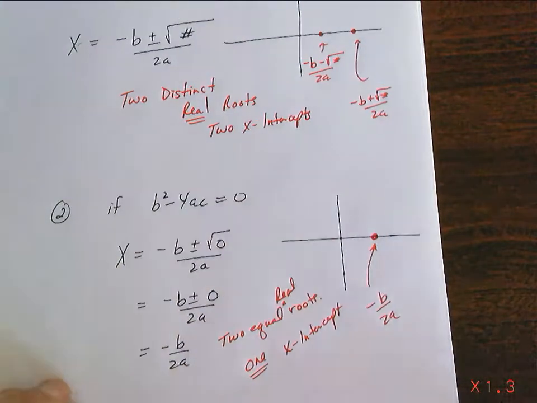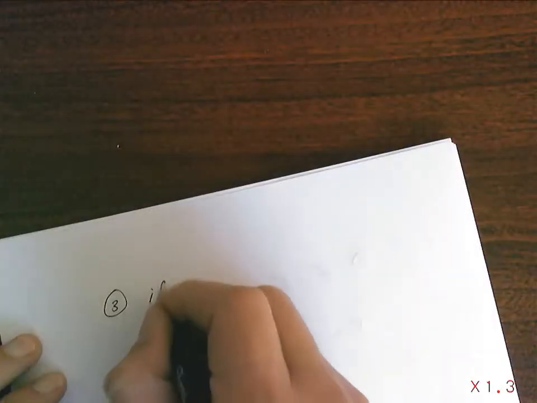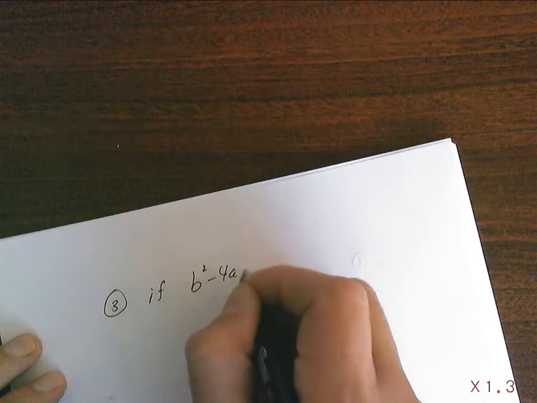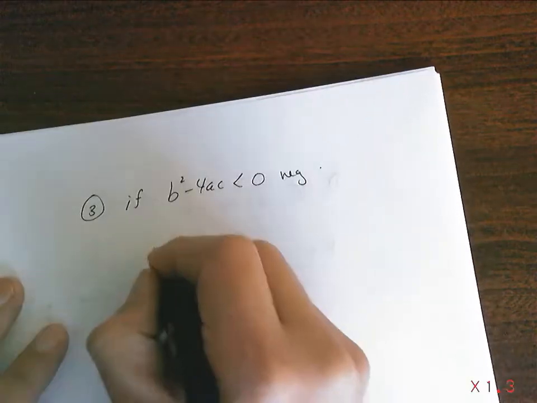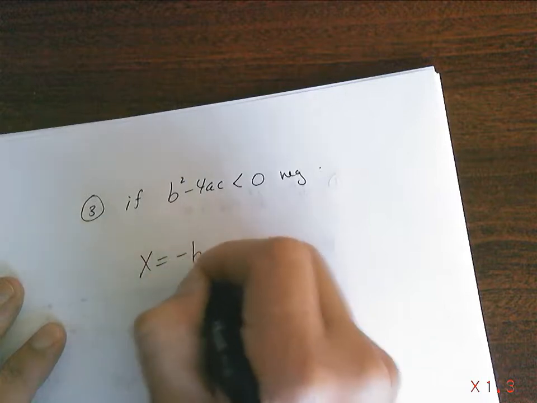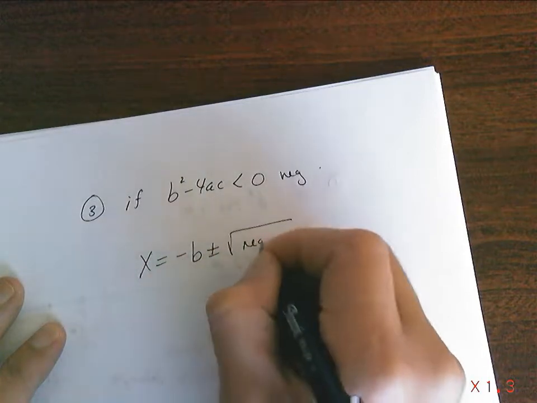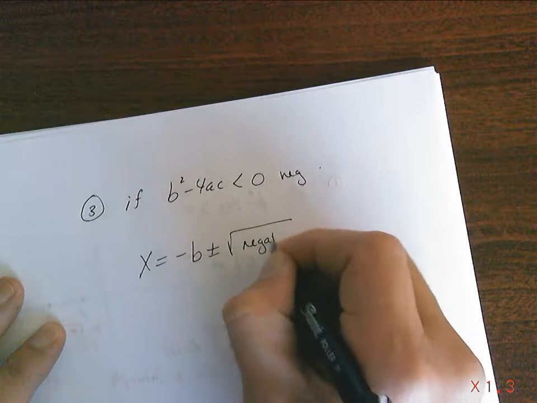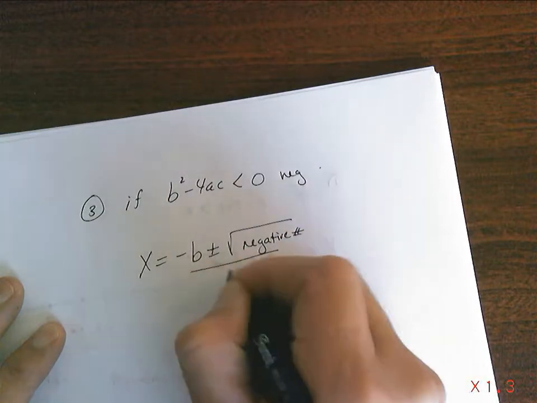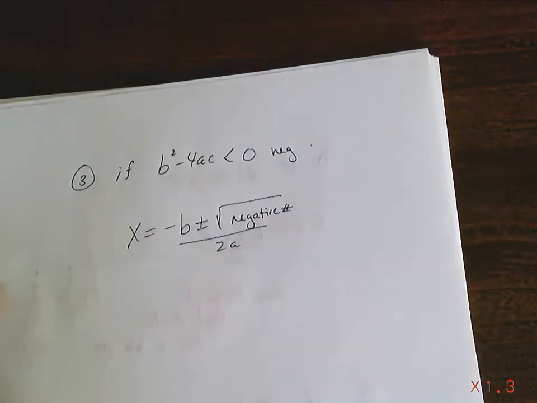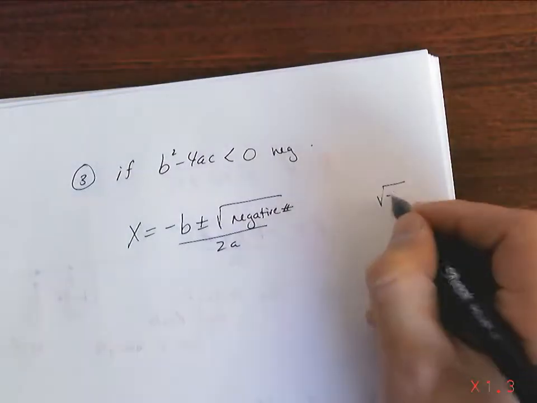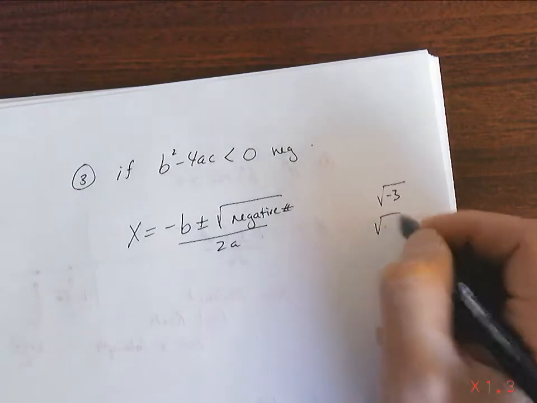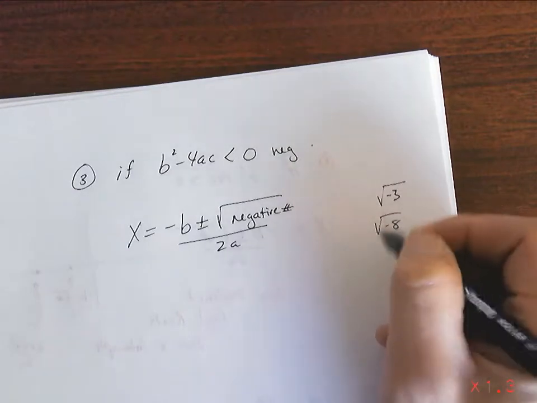Our third case is going to be if the discriminant is negative. What that gives us is x equals negative b plus or minus the square root of a negative number under the square root sign. Well, you've been told by your grade 10 teachers that you can't do that. You can't have the square root of -3. You can't have the square root of -8. Your calculator will tell you error.